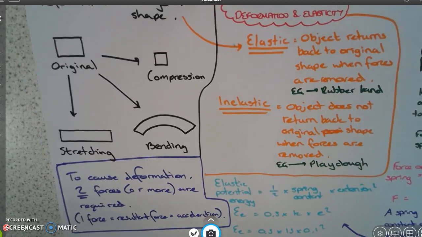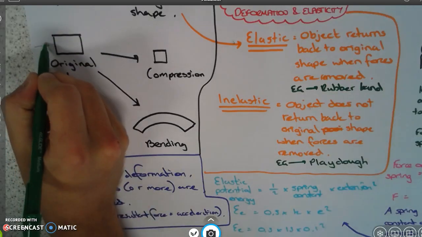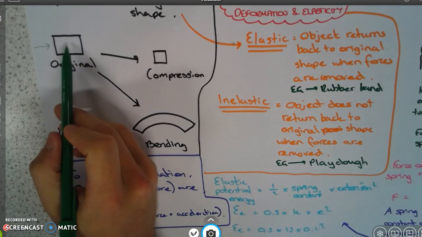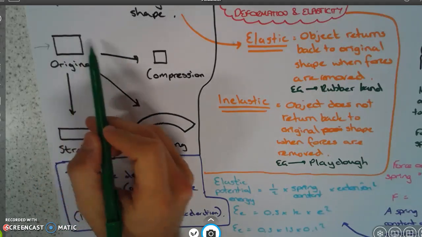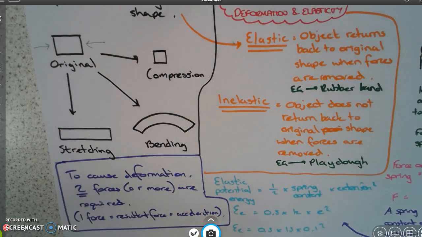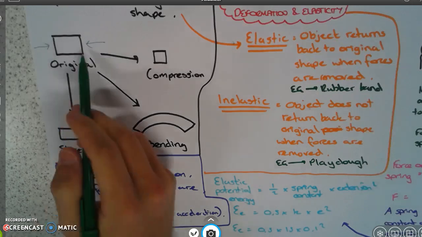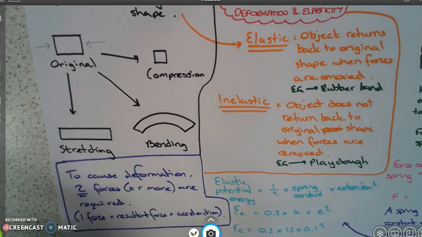Now, in order to cause any deformation, you need to apply 2 forces on this object. Just think about it. If I apply only 1 force, say on this box, this way, all it's going to do is accelerate, not move, accelerate towards the right. So in order to, say for example, compress the object, I'm going to have to apply 2 forces, okay? And that's really important you get it around, that 2 forces are needed to deform objects, okay, which is shown here. 1 force is called a resultant force, and that will accelerate the object.